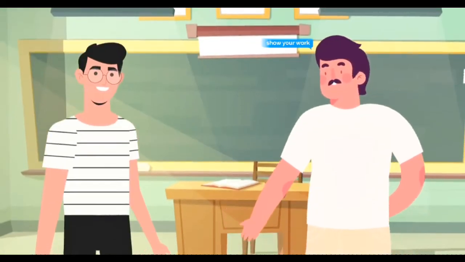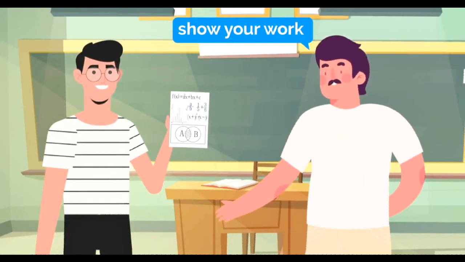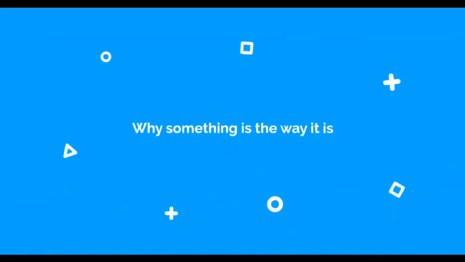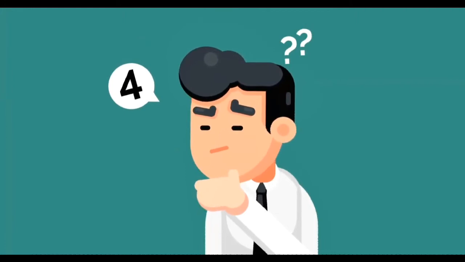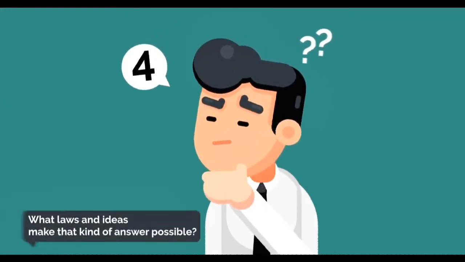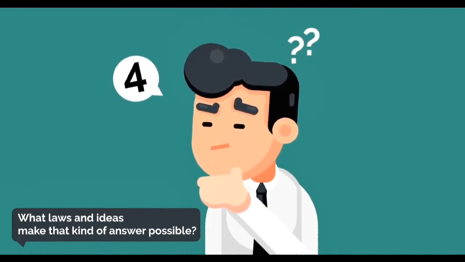Teachers tell you to show your work because understanding is much more important than getting the right answer. You need to comprehend why something is the way it is, or why it isn't the way it isn't. Sure, you might know the answer is 4, but how do you know? What laws and ideas make that kind of answer possible? And how do you know those rules actually make sense?